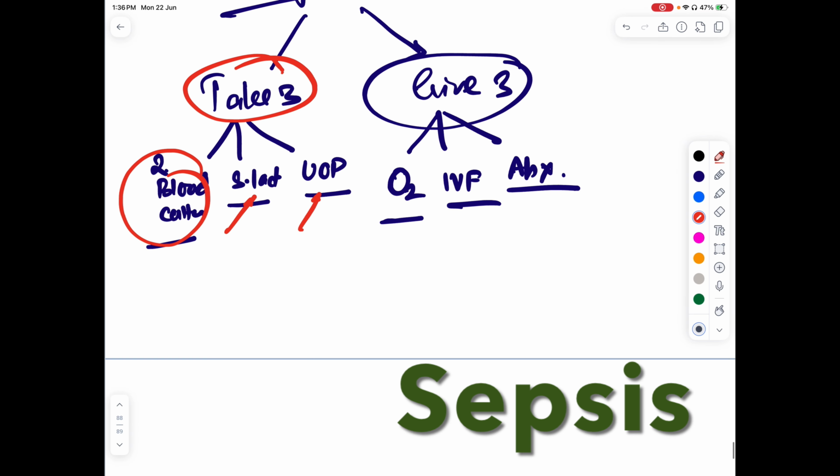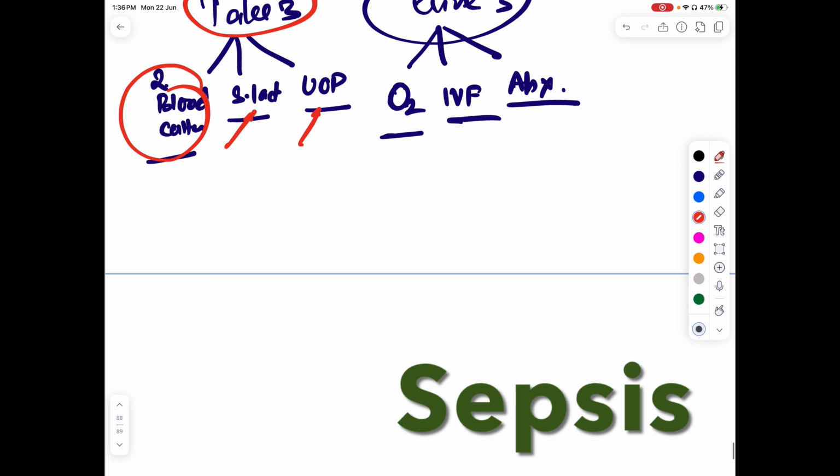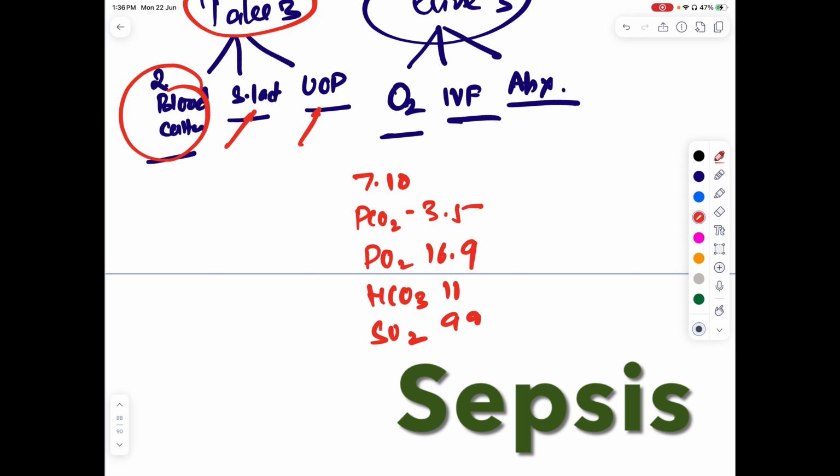Blood gas is given: pH is 7.1, PCO2 is 3.5, PO2 is 16.9, HCO3 is 11, SO2 is 99. So this is acidosis, and there is no compensation. Bicarbonates are not increased, and CO2 has gone severely down. Oxygen is there. So it's metabolic, partially compensated.